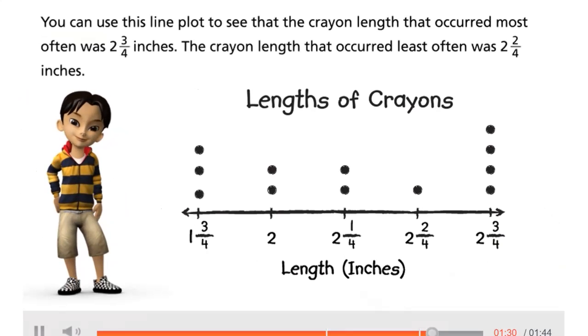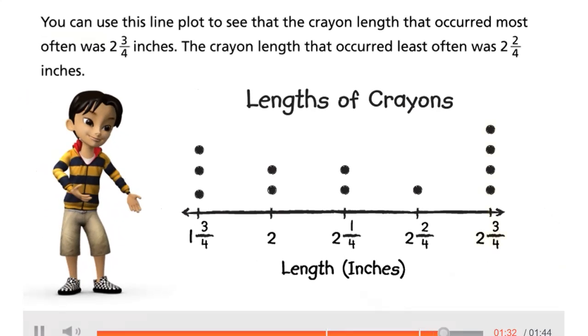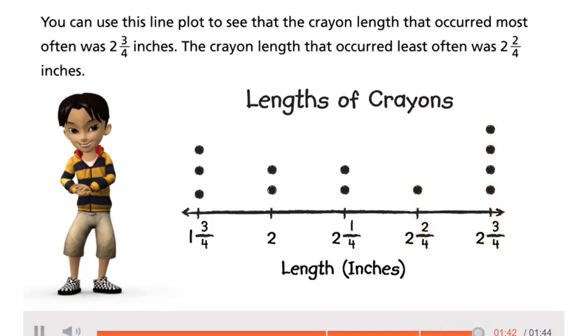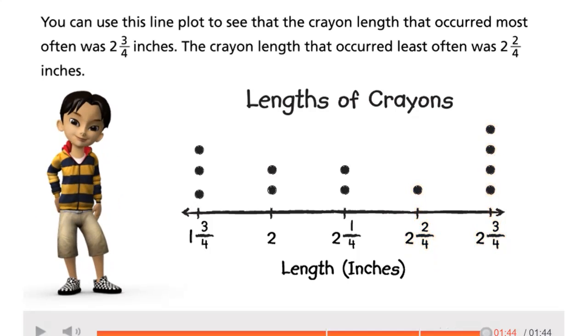You can use this line plot to see that the crayon length that occurred most often was 2 3/4 inches. The crayon length that occurred least often was 2 2/4 inches. So when we're talking about things that happen most and least often, the most often or most common one you're going to see is the one that's going to have the most number of dots or X's above it. The least common one, or the one that happens least often, has the fewest number of X's above it.